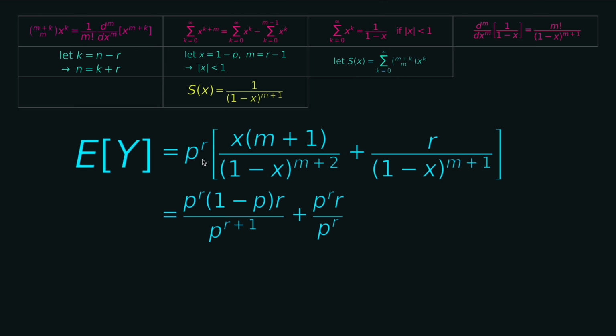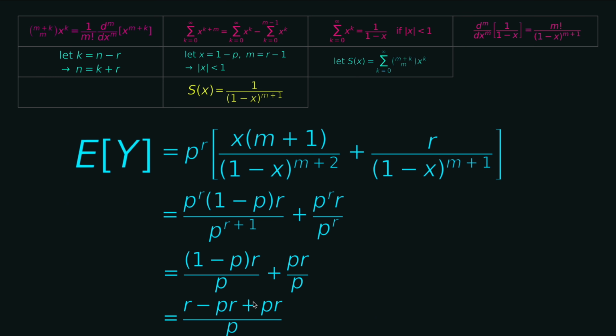And I'm going to distribute the p to the r into everything. So if I simplify these a little bit, I'm going to get this. And I left one of the p's here just so I'd have a common denominator. But now I can distribute this r in here, and I can add the two fractions together. And now negative pr plus pr, that's just 0. So I get my result, which is r over p.